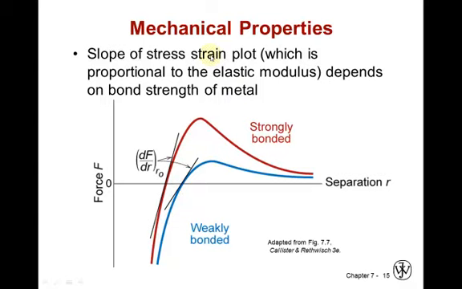The slope of the stress-strain plot is the elastic modulus in the elastic region, but it indicates whether the atomic structures are strongly bonded to one another or weakly bonded. So if it's a sharp slope, they're strongly bonded. If it's a shallow slope, they're weakly bonded.